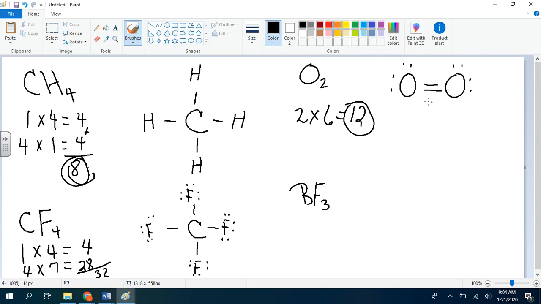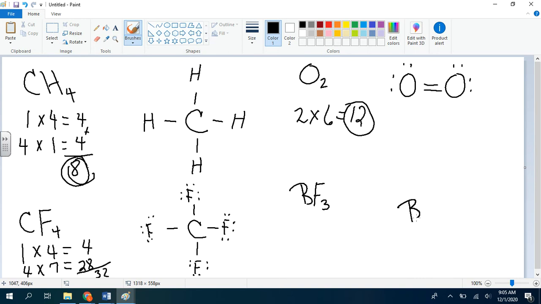Now, whenever I add these up, it does equal 12. 1, 2, 3, 4, 5, 6, 7, 8, 9, 10, 11, 12. They equal each other. That's called a double bond. You can also make triple bonds if you need to. So if this number was 10 instead of 12, I would then erase these and these. You erase 2 off of each one, and then you draw 1 line in between. So they're sharing instead of having 2 of their own. Okay? All right.